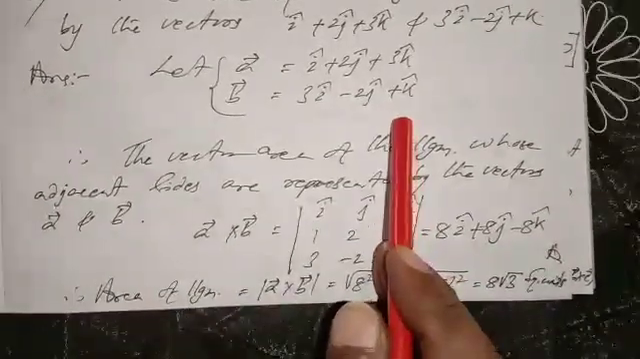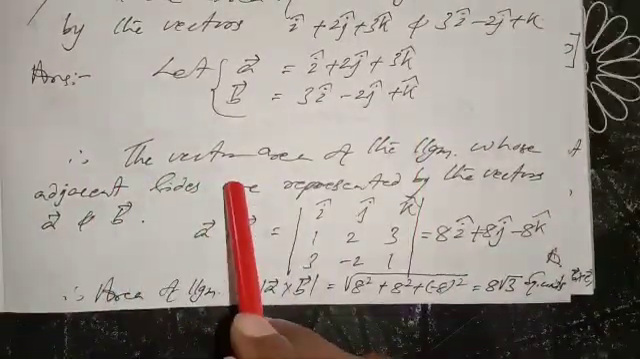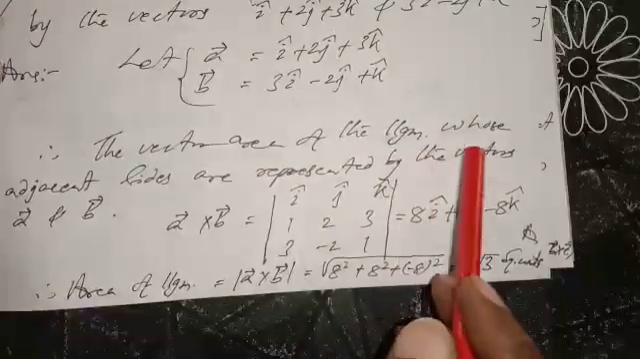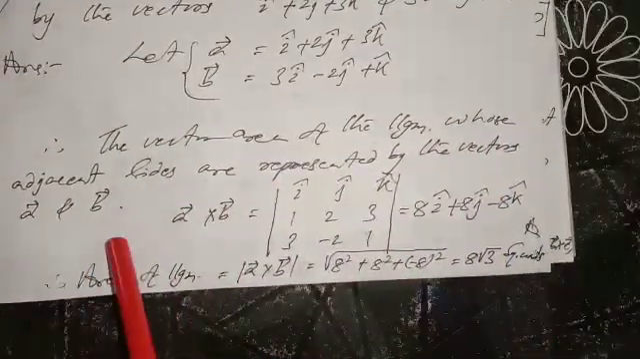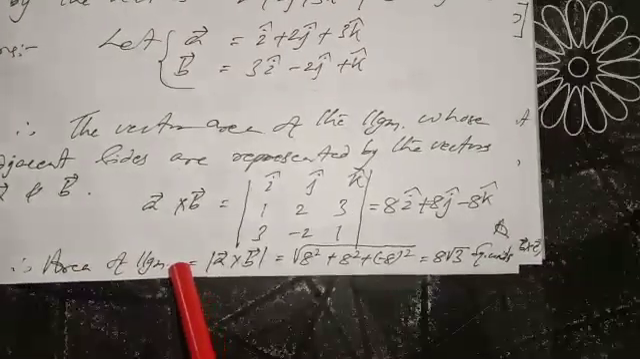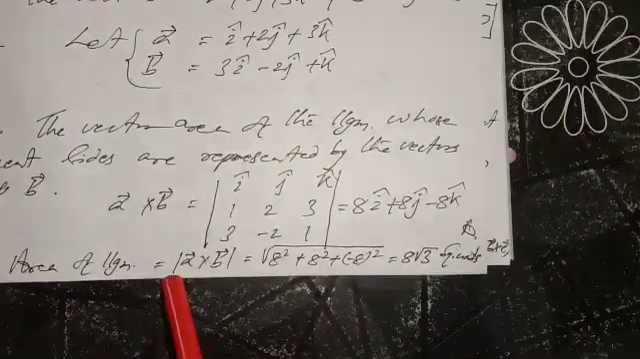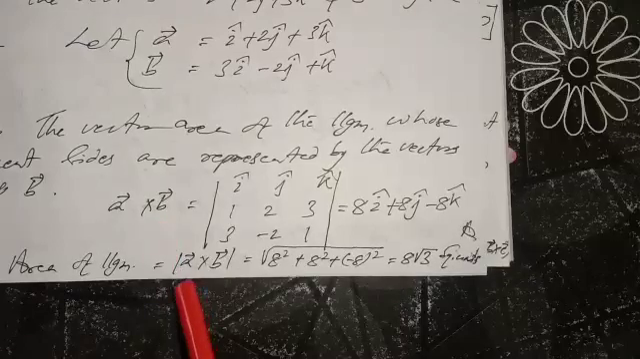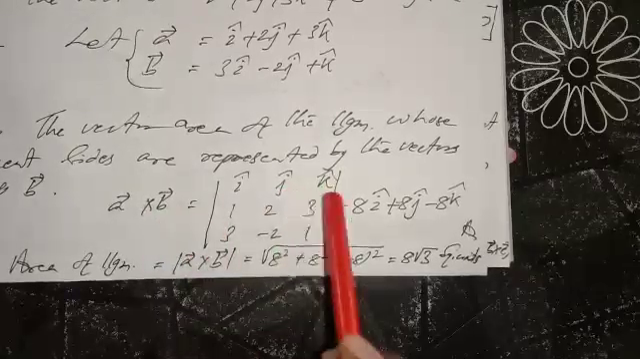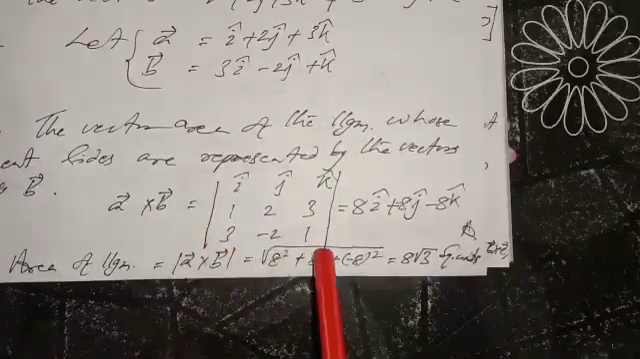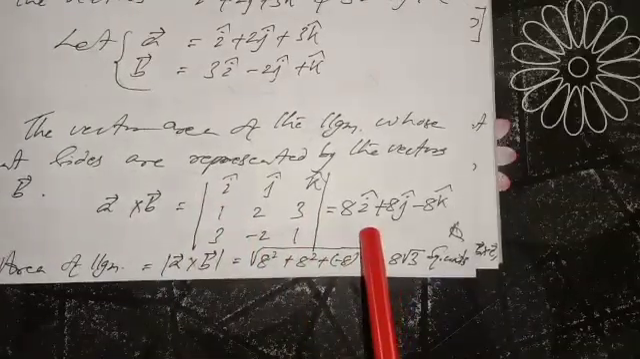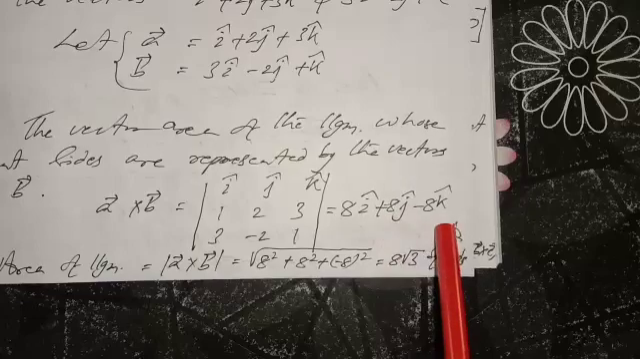Okay, two vectors are given. Therefore the vector area of the parallelogram whose adjacent sides are represented by vectors A and B is the magnitude of A cross B. First you have to find A cross B, then find the magnitude. For A cross B the formula is i, j, k, with the first vector components 1, 2, 3 and the second vector components 3, minus 2, 1. After simplification you get 8i plus 8j minus 8k.